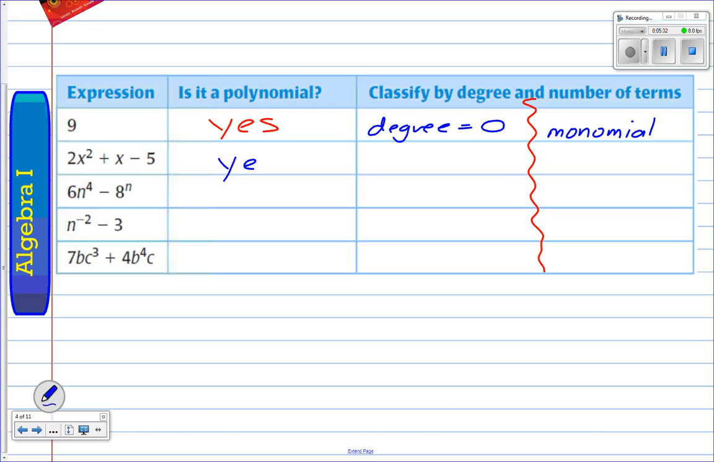The second one has, well, first of all, is it a polynomial? Yes, of course it is. It is the sum of monomials. It has a degree of 2, the highest power. And it is a trinomial. It has 3 terms.